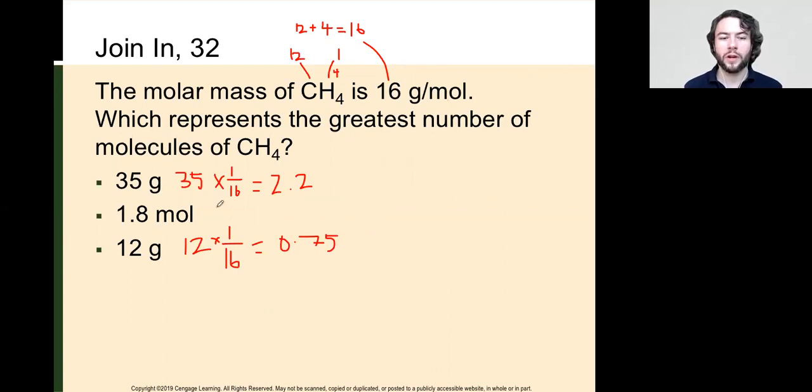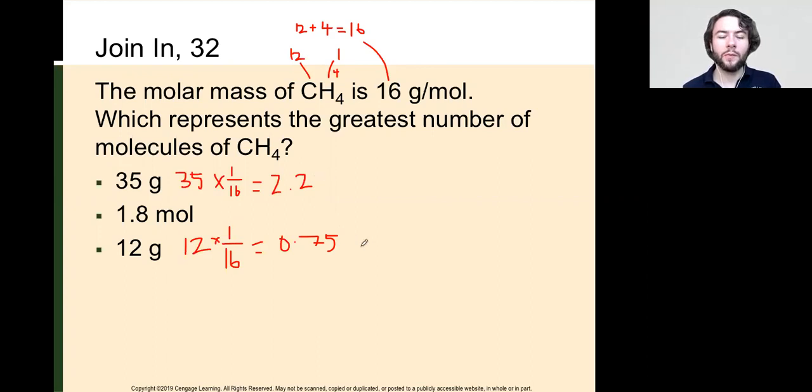So whichever number you start off with is going to give you the largest number of molecules. 2.2 times 6.02 is about 13 or 14. 1.8 times 6.02 is about 10 or 11. 0.75 times 6 is about 4.5. So times 10 to the 23, of course.